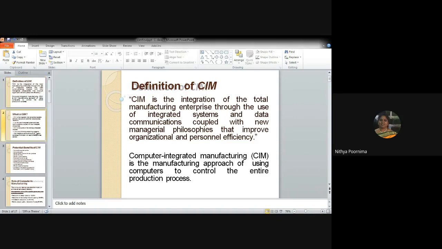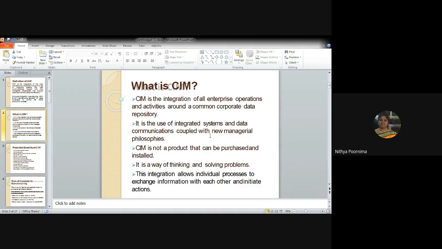Before I move to the next slide, first let's discuss what are all the different chapters you had in SIM. Introduction to SIM, that is the first chapter. Then we had flexible manufacturing systems. Then programming, robotics. Did you have all this?